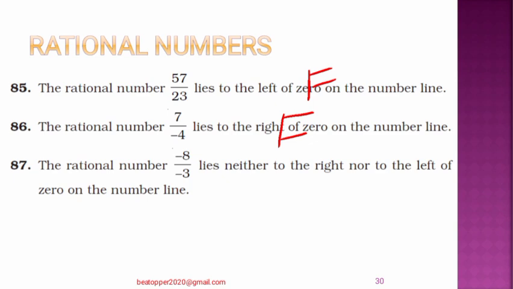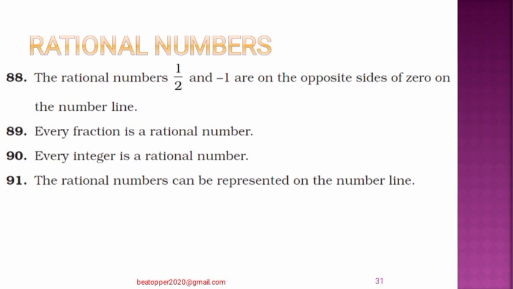The rational number minus 8 by minus 3 lies neither to the right nor to the left of 0 on the number line. No, it is always 8 by 3. Minus 8 by minus 3 becomes positive 8 by 3. It lies to the right of 0 on the number line. So the statement is false. The rational numbers 1 by 2 and minus 1 are on the opposite sides of 0 on the number line. True.